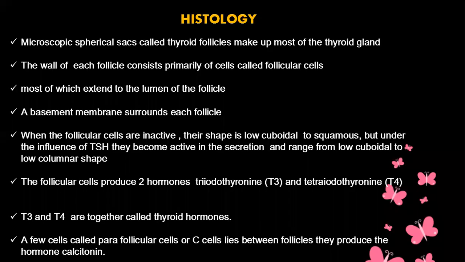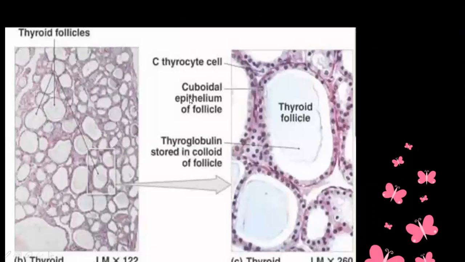Next, coming to the histology of thyroid gland. So thyroid gland has microscopic spherical sacs, which are called thyroid follicles. These thyroid follicles make up the thyroid gland, and each wall of the follicle consists of primary cells, called follicular cells. These follicular cells extend towards the lumen of the follicle. You can see in this diagram.